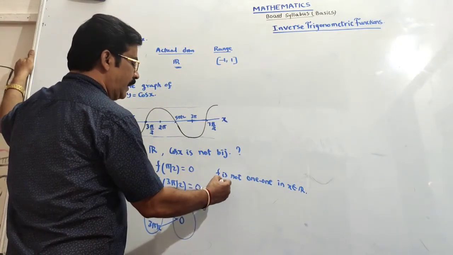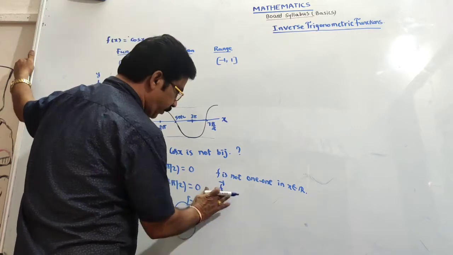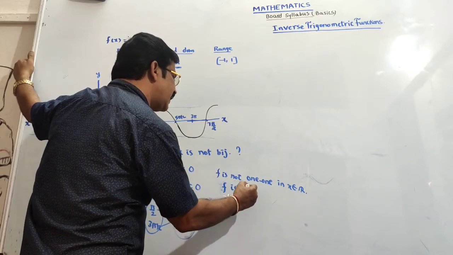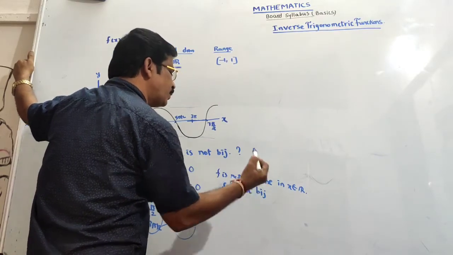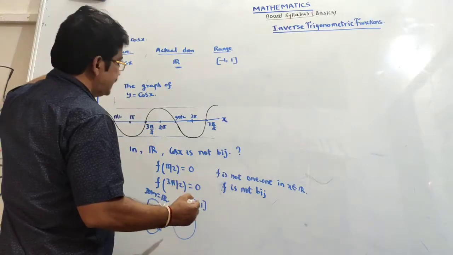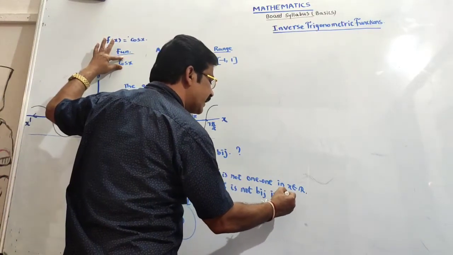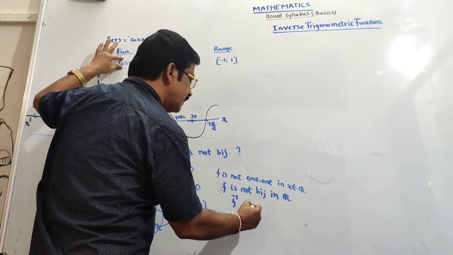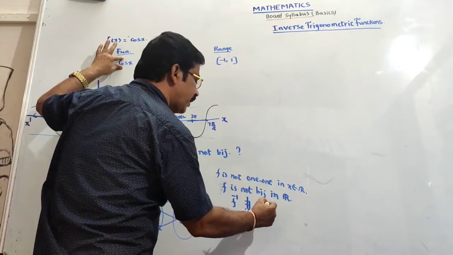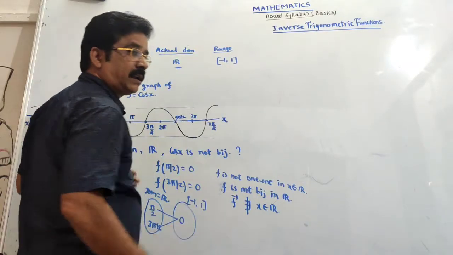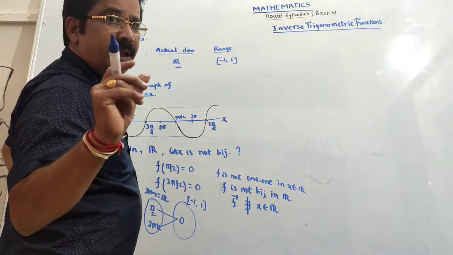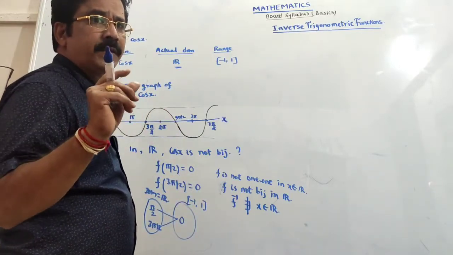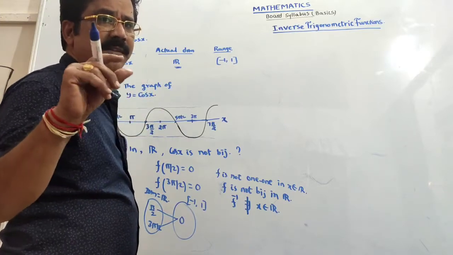Therefore f is not bijective, which means cos x is not bijective in capital R. So f inverse does not exist for all x belonging to capital R. That's why we restrict the domain, or we choose some sub-intervals so that cos x is a bijective function.